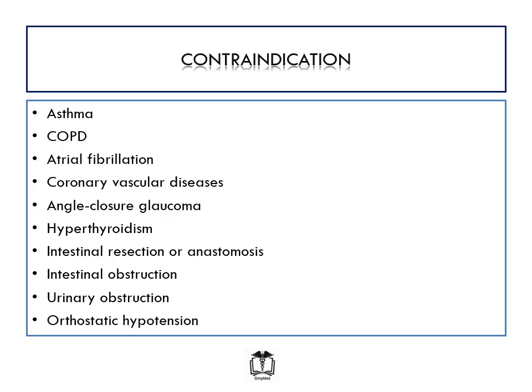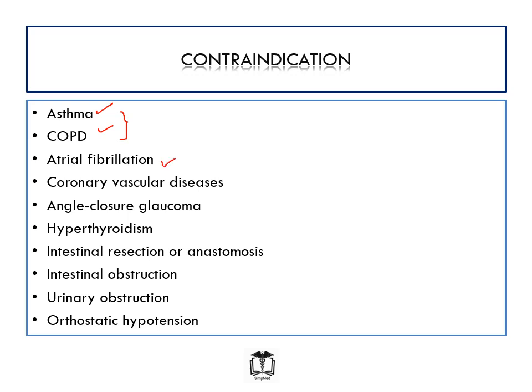What are the contraindications for cholinergic agonists? Contraindications means different conditions in which we should never prescribe cholinergic agonists. So one of them is asthma and COPD. Remember that cholinergic agonists can lead to bronchoconstriction, and in asthma and COPD, the patient already has bronchoconstriction, so we don't want to worsen their symptoms by giving them cholinergic agonists, which would cause further bronchoconstriction.